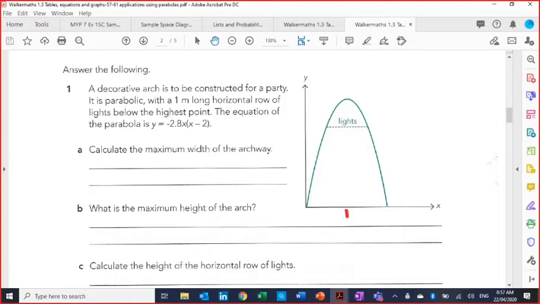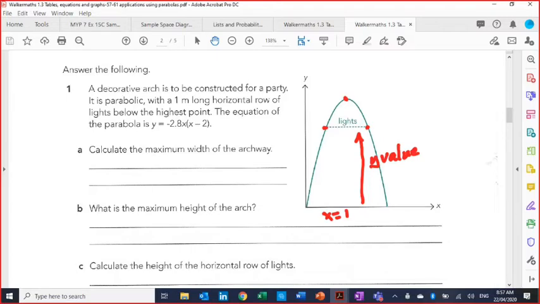So I'll get you started. If that's x equals 1, then we can find the y value for there. That means we can find the highest point by substituting 1 in place of the x in the equation and then working it out. Then the next thing they do is they tell you they want to know, if this is 1 meter, the height of the horizontal row of lights. So how high is that? Well, high is a y value, right? In order to find a y value, you have to know a what? An x value. Excellent.